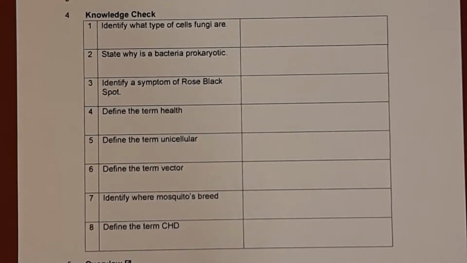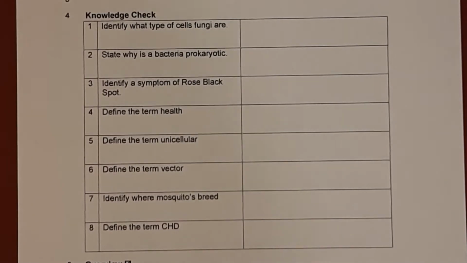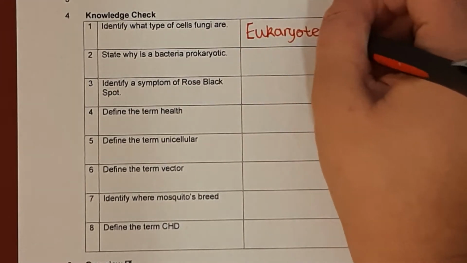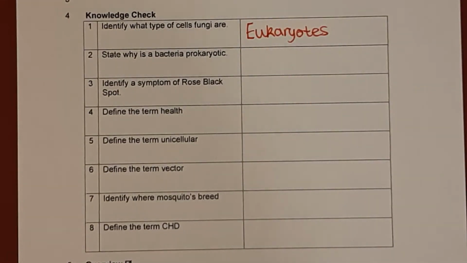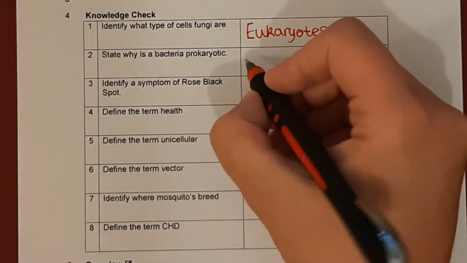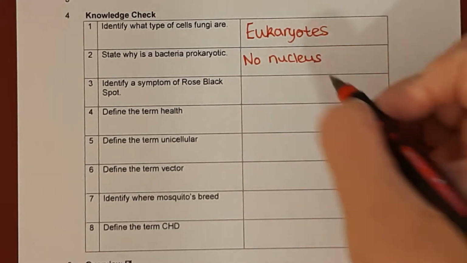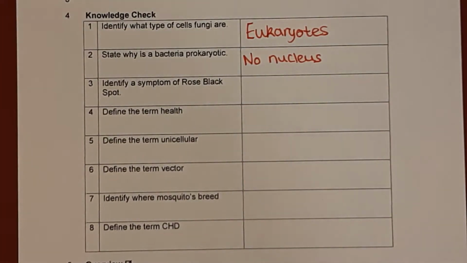So let's review the answers to those questions. Question 1. What type of cells are fungi? So fungi are eukaryotes. Okay, so they are the more complex type of cells. Question 2. State why bacteria is prokaryotic. Well, that's because it has no nucleus. Its DNA simply floats around in the cytoplasm.